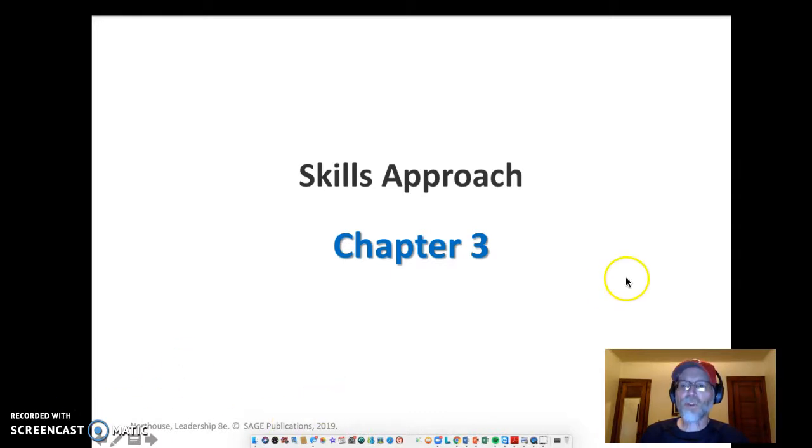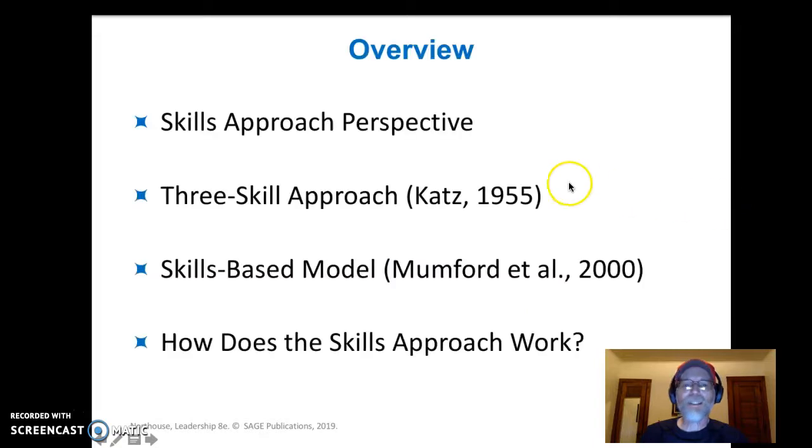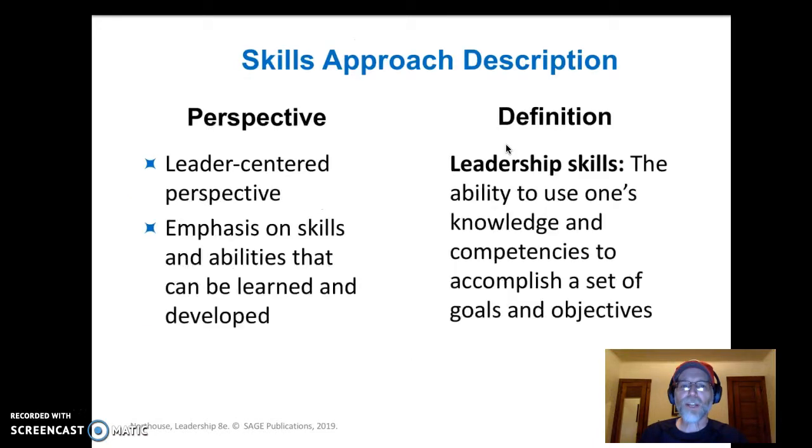In the skills approach, the few key things that you want to understand are the skills approach perspective, and then the 3-skill approach CATS model, and then Mumford's skills-based model. So, understanding how the skills approach works. The skills approach is, again, like the trait approach, a leader-centered perspective. But now, instead of saying that effective leadership is certain personality traits and certain characteristics, it says effective leadership is certain skills and abilities that can be learned and developed.